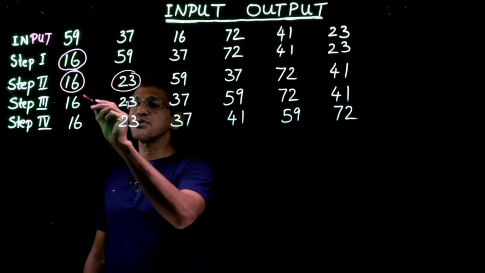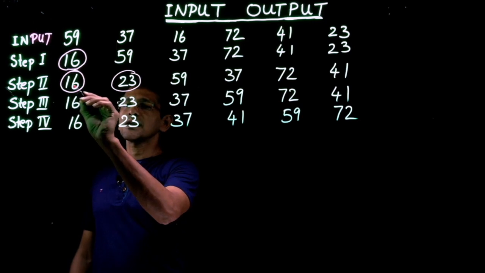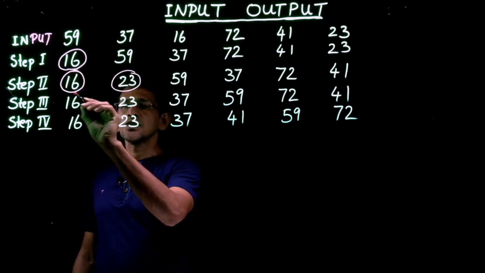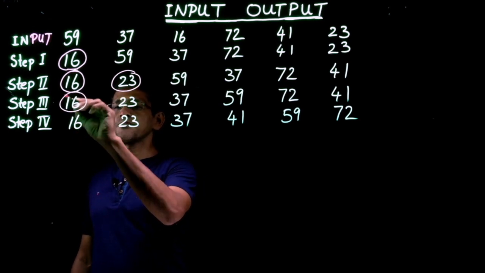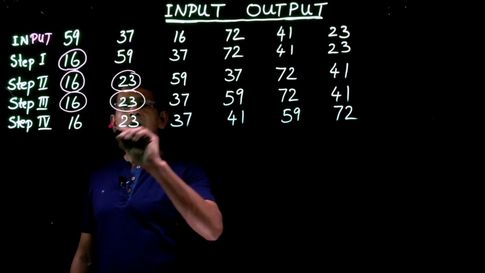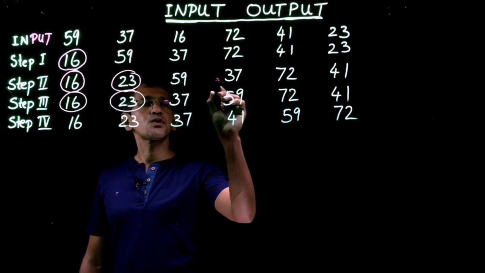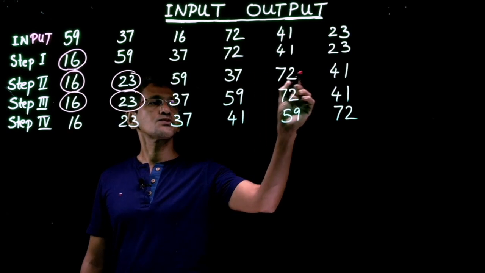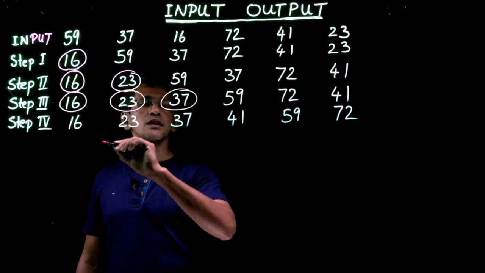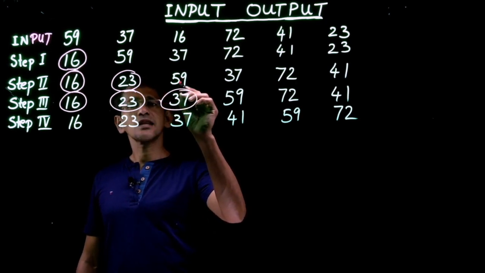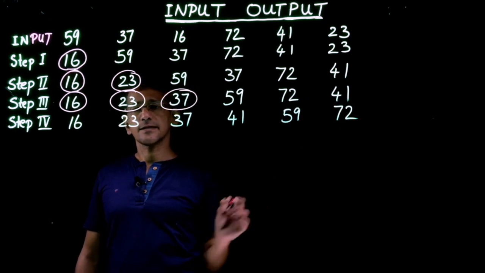Now look at step 2 and step 3. Compare step 2 and step 3. Step 2, well, we have 16 and 23 here. Smallest number and the next smallest number. So we have 16 here, 23 here. And the next smallest number in step 2 would be what? 59, 37, 72 and 41. Among them the smallest number is 37. So we have 37 here. The rest, the balance numbers 59, 72 and 41 as it is.